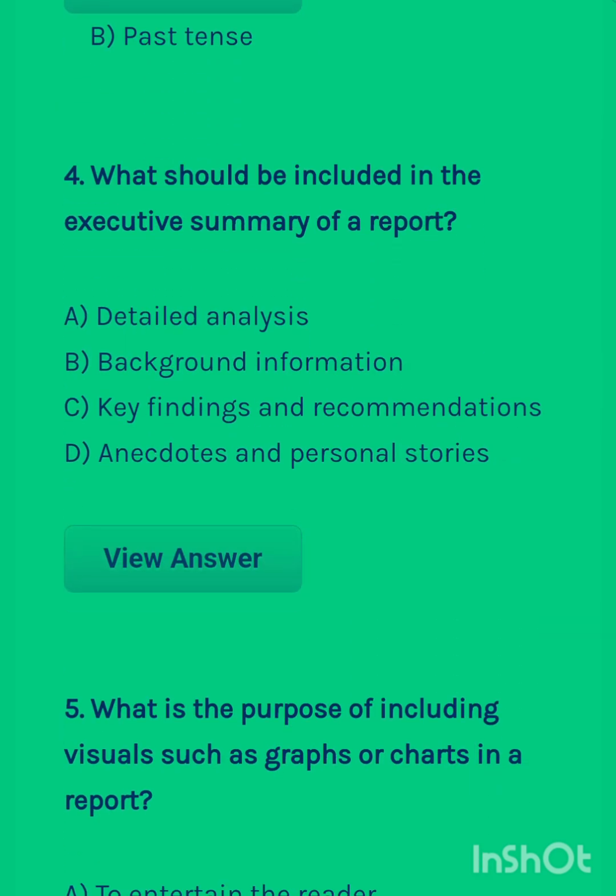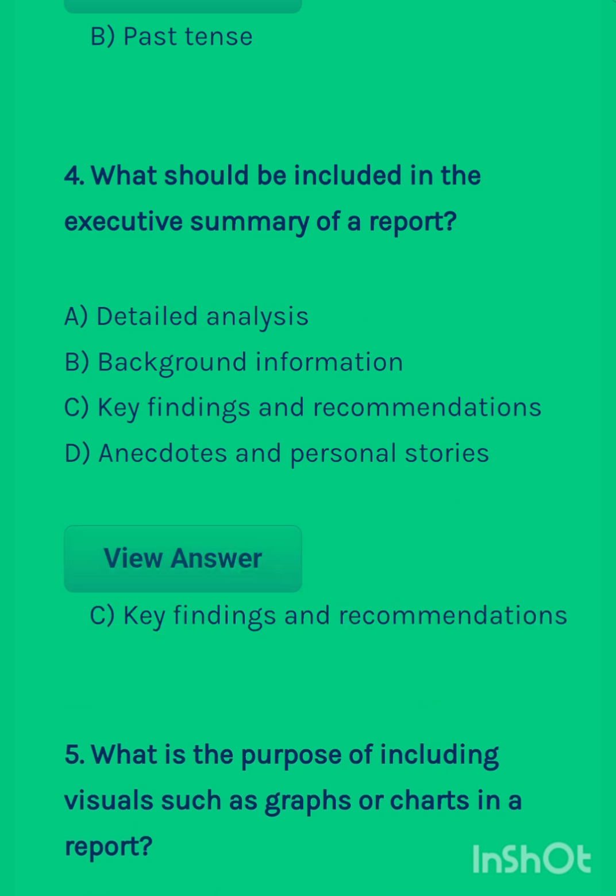Fourth question, what should be included in the executive summary of a report? Options: number 1, detailed analysis. Number 2, background information. Number 3, key findings and recommendations. Number 4, anecdotes and personal stories. Correct option will be option C, key findings and recommendations.